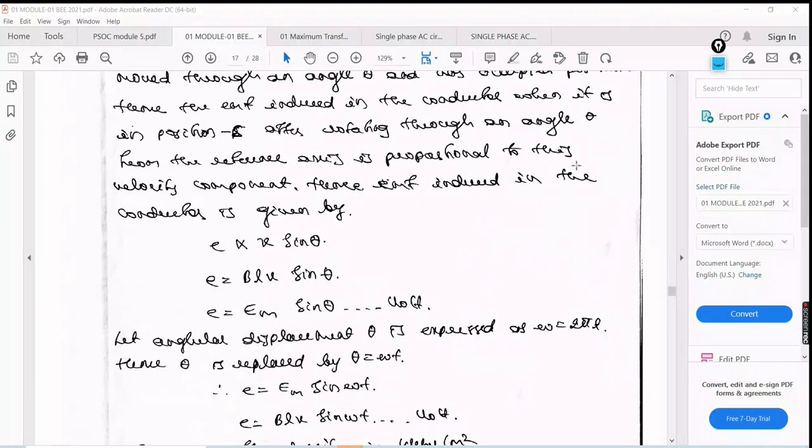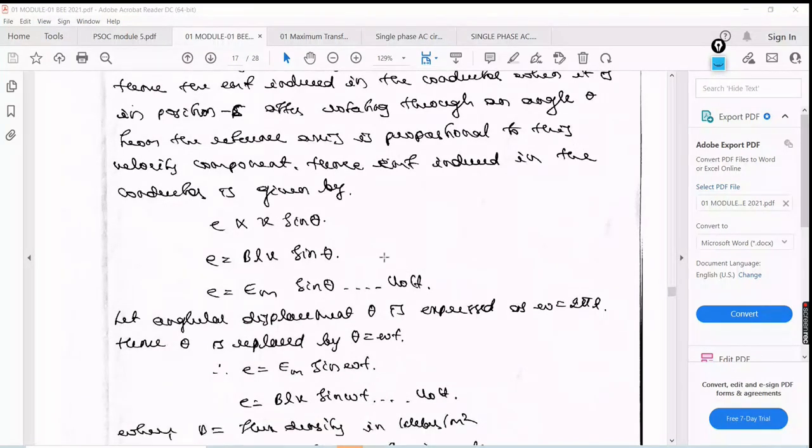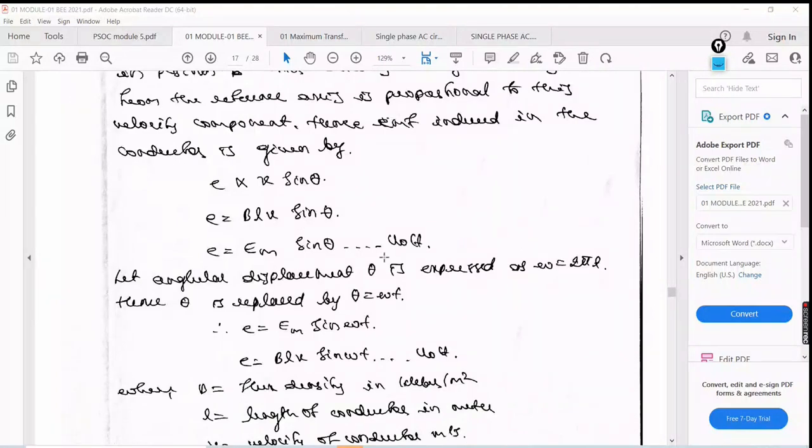How can you represent that with an equation? Okay, that is E is proportional to V into sin phi. V is the velocity of the conductor. But what is constant? Flux density and length of the conductor are constant. So this proportionality constant will be represented by B into L. B is the flux density, L is the length of the conductor, V is the velocity of the conductor.